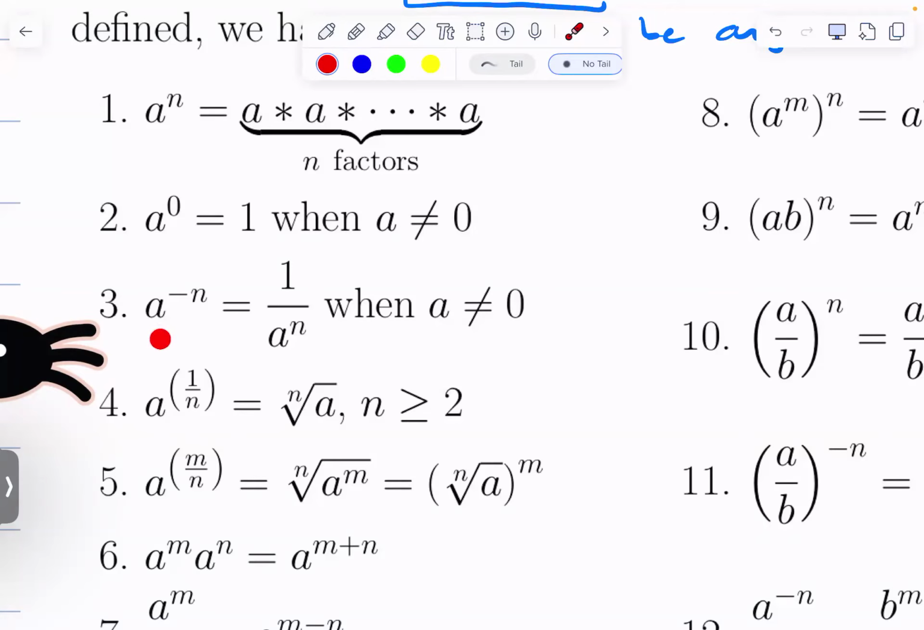We've seen this briefly before, where a to the -n, we can rewrite as 1 over a to the n, as long as a is not 0, because we can't divide by 0. And so we move back and forth between these two notations, depending on what we want to do. And so definitely a two-way street on this one, and we need to be able to move back and forth there.